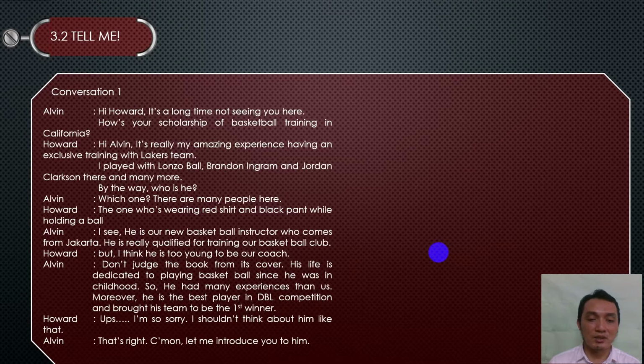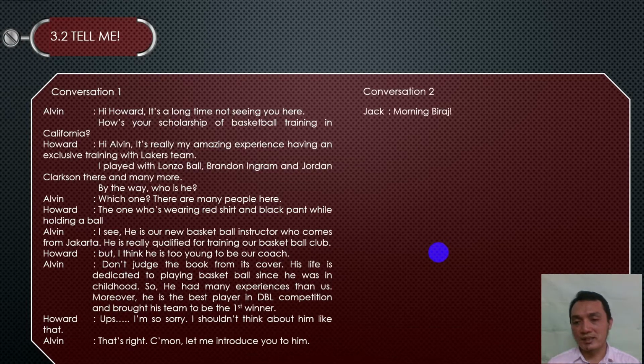"I see, he's our new basketball instructor who comes from Jakarta. He's really qualified for training our basketball club." "Howard, but I think he's too young to be our coach." "We don't judge a book by its cover. His life has been dedicated to playing basketball since he was a child, so he has more experience than us. Moreover, he is the best player in the DBL competition and brought his team to be the first winner." Howard said, "Oops, I'm so sorry. I shouldn't think about him like that." Alvin said, "That's right. Come on, let me introduce you to him."